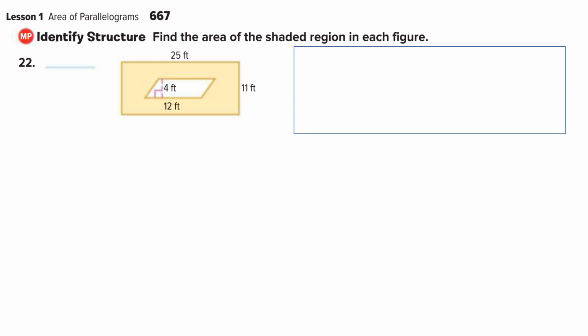Identify structure. Find the area of the shaded region in each figure. All right. So first we're going to find the area of the yellow portion. So area equals base times height. So area is 25 times 11. So area equals 25 times 11 equals 275 feet squared. And that's the yellow part.